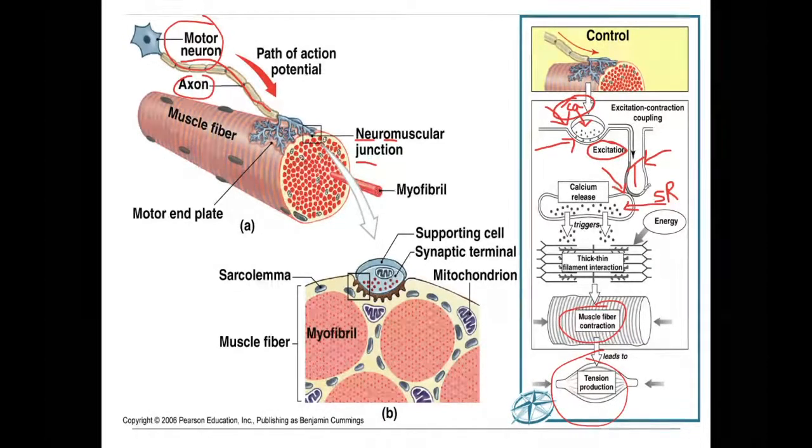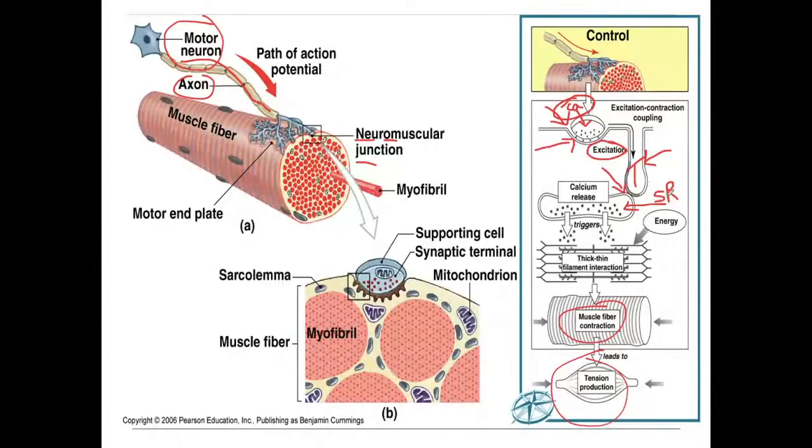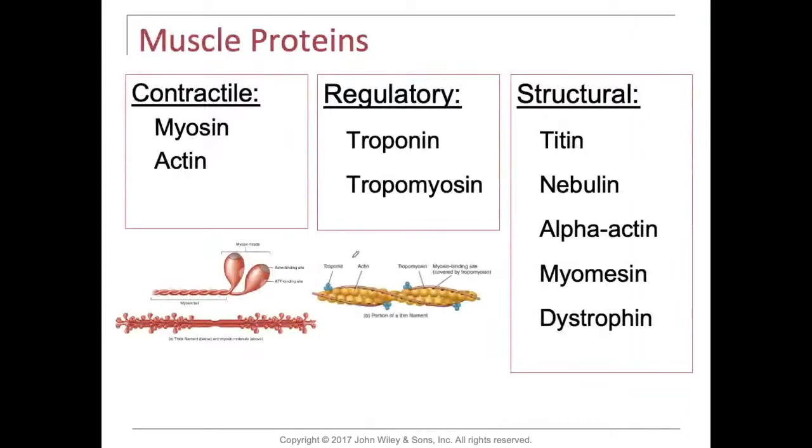The transverse tubule butts up against the sarcoplasmic reticulum where calcium is stored. And calcium is going to do something magical to the sarcomere. The sarcomere is where we have thick and thin filaments. The thin is called actin, and the thick is called myosin. Something is happening with the calcium to make muscles contract.